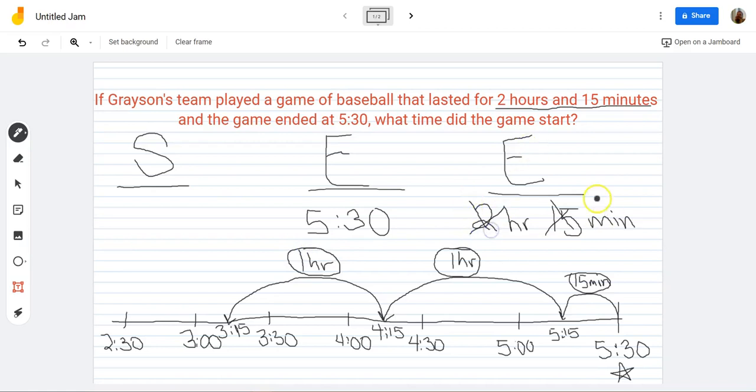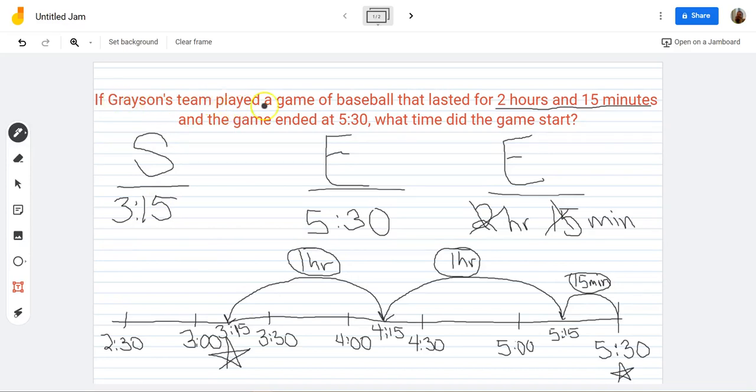So I've got no more elapsed time to use to move on my number line, which must mean that this last point that I made on my number line is my start time. And I'm going to put that under the S, 3:15. So let's go back over the question. Now that we've done all this math, let's go back over the question and make sure that we understand what we did and make sure that it's correct.